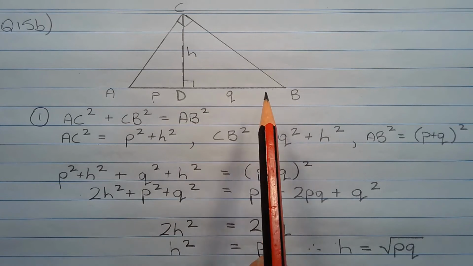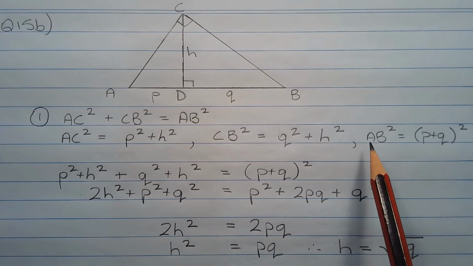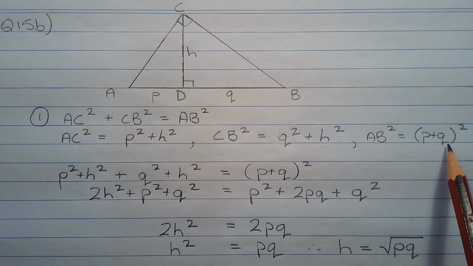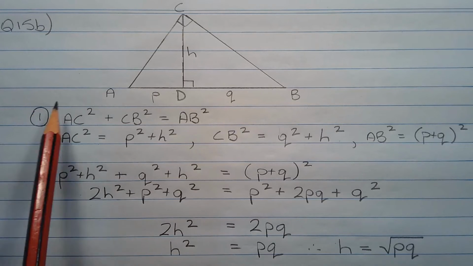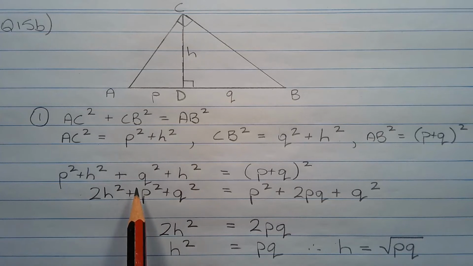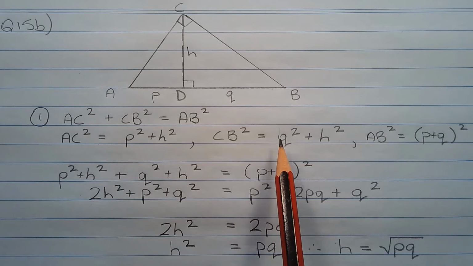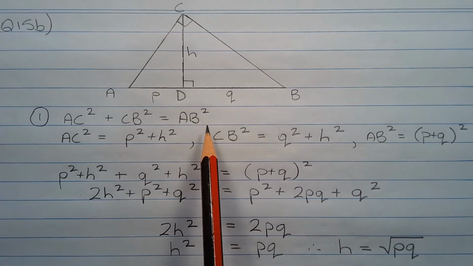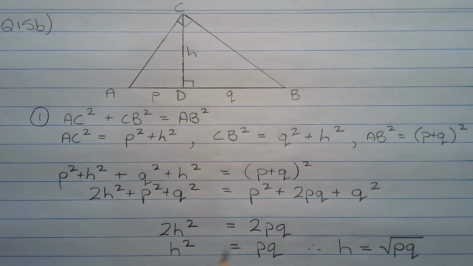And AB can be expressed in terms of P and Q such that AB squared is equal to P plus Q all squared. So if we go back to equation number 1, I'm going to replace AC squared with P squared plus H squared. I'm going to replace CB squared with Q squared plus H squared, and AB squared with P plus Q all squared. So we end up with this equation here. So P squared plus H squared plus Q squared plus H squared is equal to P plus Q all squared.